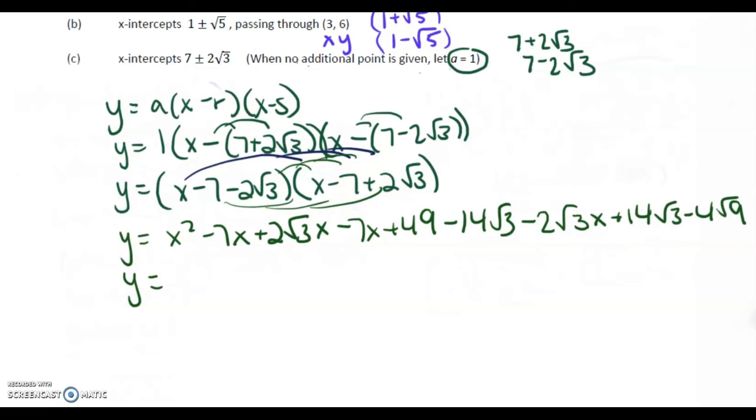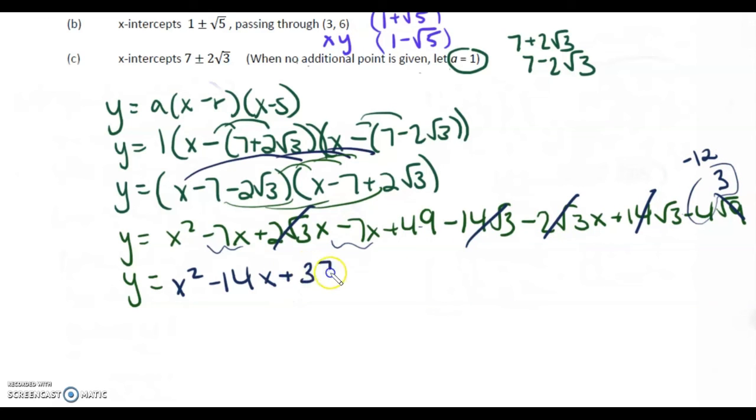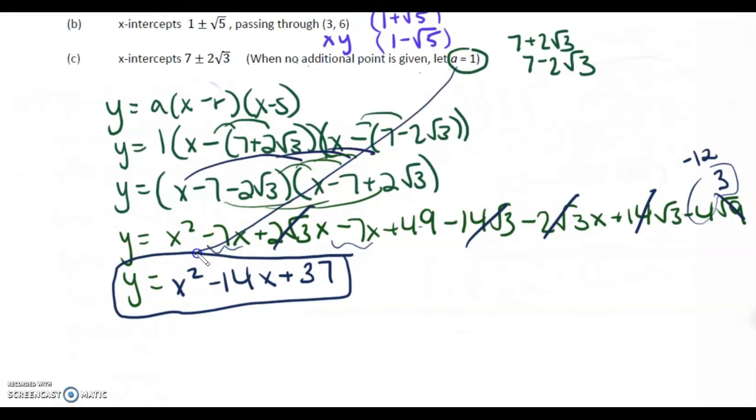Okay, just like all the other ones, we should be able to cross out 4 things, like 2 pairs. So 2 root 3x minus 2 root 3x, 14 root 3 minus 14 root 3. Okay, this root 9 simplifies to a 3, and these two are identical again. So we have x squared minus 14x, and then we have 49 minus 12, so plus 37. Okay, and then that satisfies a equals 1 as well.